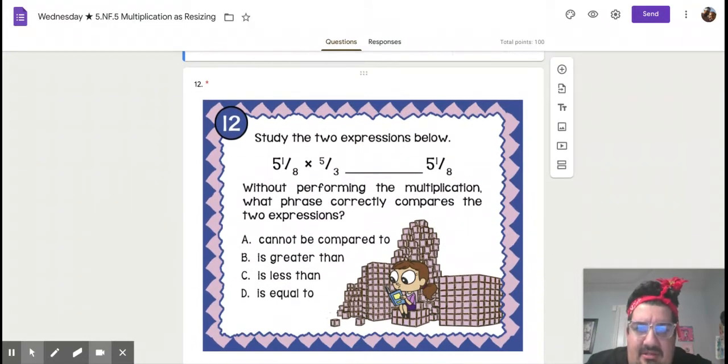Let's check this out. So 5 1/8. Okay, that's in 5/3. Okay. So we got 5 1/8 and 5 1/8. So we're looking at the 5/3. Okay. Let's look at that. Is 5/3 more or less than 1? You think it's less because it's a fraction?